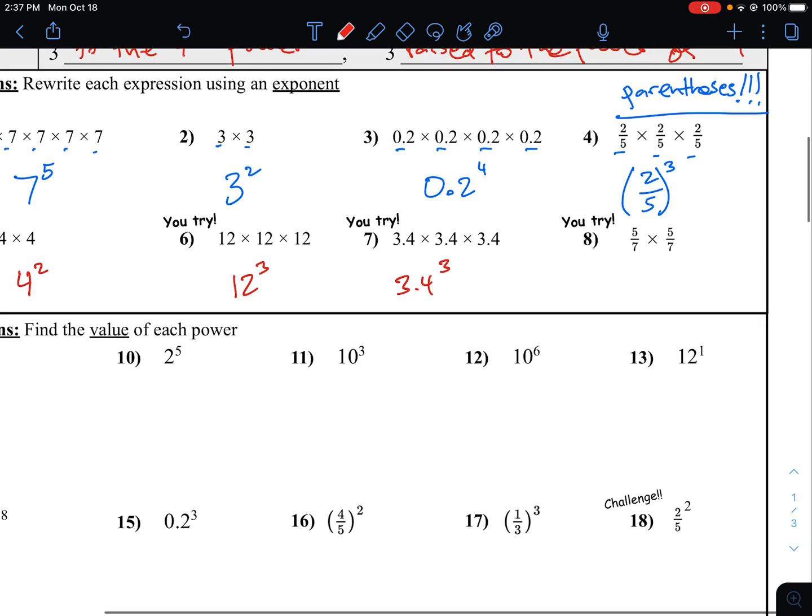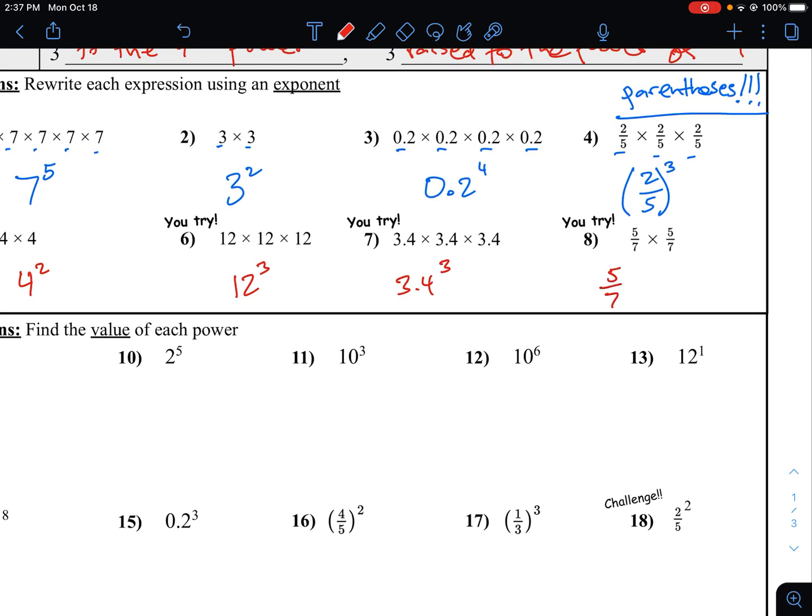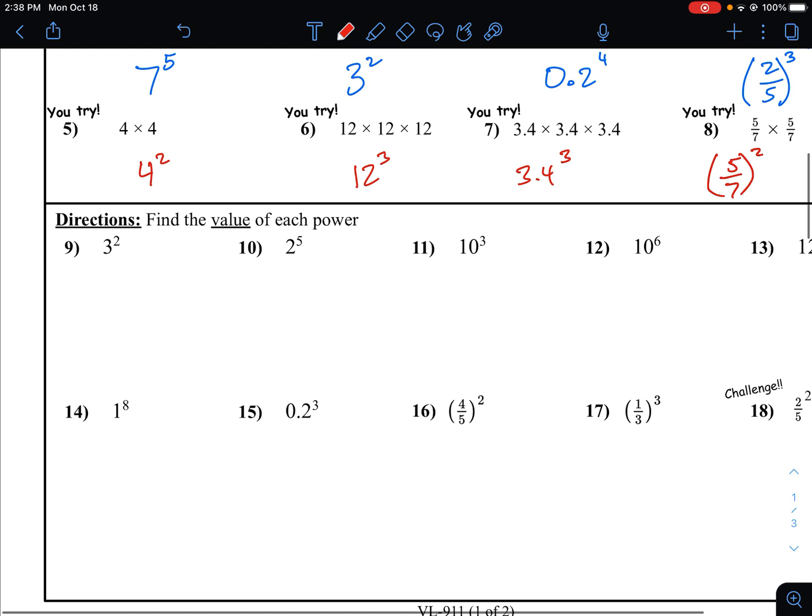And finally, 5 to the 7th times 5 to the 7th. That's 5 to the 7th squared. And don't forget, it needs to go inside parentheses. All right, let's do the next section. Find the value of each power. That means we are going to simplify this by multiplying it out.